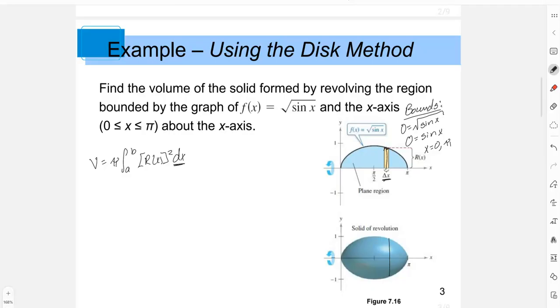So to set our equation up, it's going to be equal to pi. We're integrating from 0 to pi because those are our bounds. Our radius is the square root of sine of x. We're squaring that times dx. And then it becomes just a basic integration problem. When I square the square root of sine, I'm going to get sine.